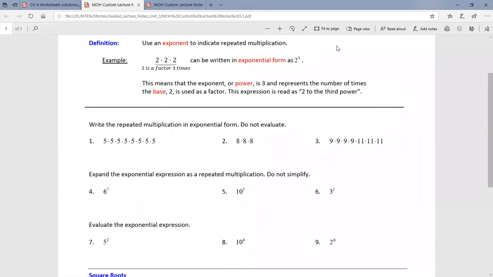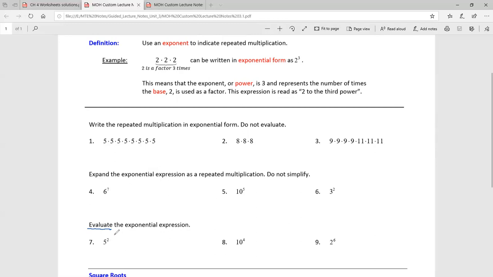So 7, 8, and 9. Now this says evaluate the expression. Evaluate means to actually find out what number this is going to be. So we're not going to write 5 to the 8th. We're not going to write 6 times 6 times 6 times 6 times 6 times 6 times 6. We're going to write, for example, in number 6, 3 squared, 3 times 3 is 9. That's what we would write for 7, 8, and 9, the actual mathematical answer.